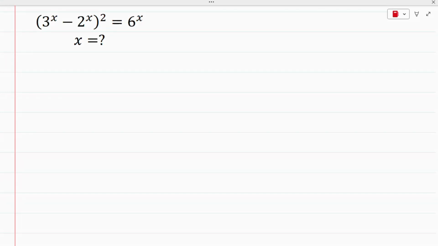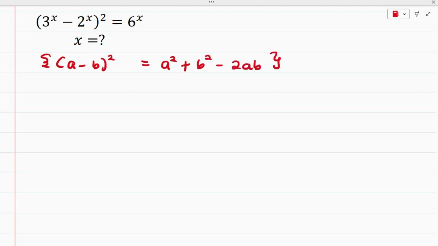So right here we have this nice exponential algebra problem and we have to find the value of x. So right here guys, the first thing you want to do is to apply this property that says if we have (a minus b) all squared, this is equal to a squared plus b squared minus 2ab.